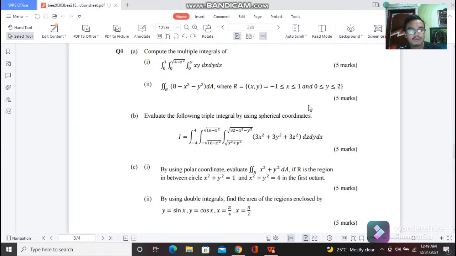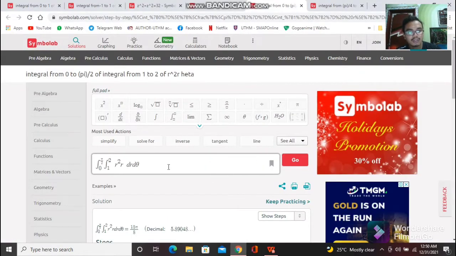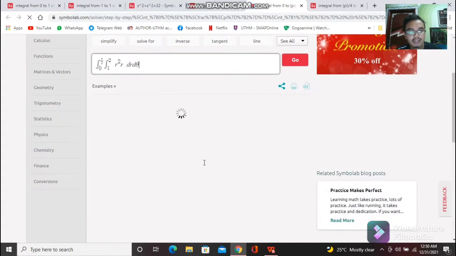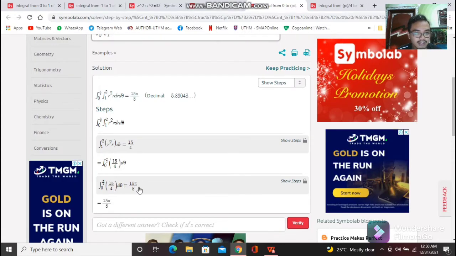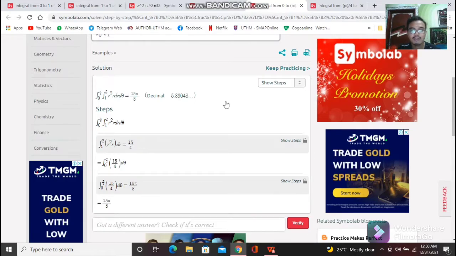Okay, next we continue with question 1c1 by using polar coordinate. Evaluate double integral r x squared plus y squared dx. So this is the question, and then we will write in the Symbol Lab, which is we change the value integral pi per 2, 0 to 1. So r squared r dr per d theta, and then we run it in the Symbol Lab. And then like always, firstly we will solve the first integral and the second integral, and then we will get the answer 15 pi per 8. So the answer is same with my manual calculation.